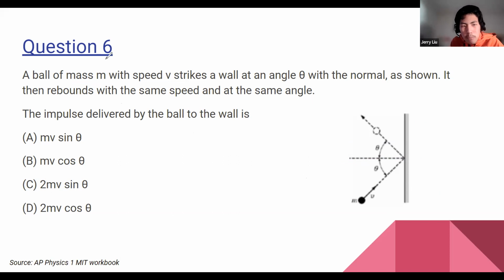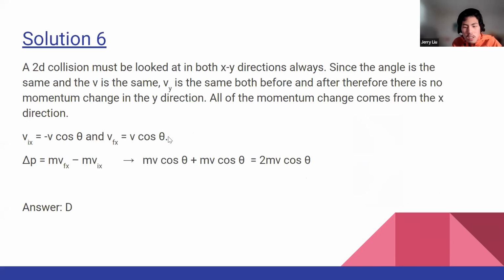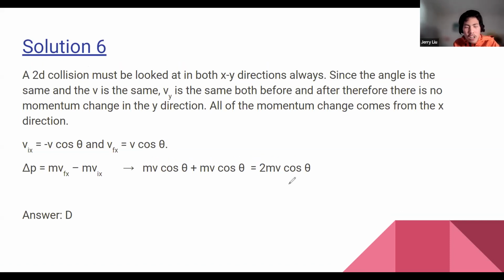This basically is asking you what is the impulse delivered by the ball to this wall. So how you would do this is that you must look at this in terms of x and y separately. So it's just like kinematics in the fact that you should analyze it by each component. So that's what it looks like, this angle of theta.